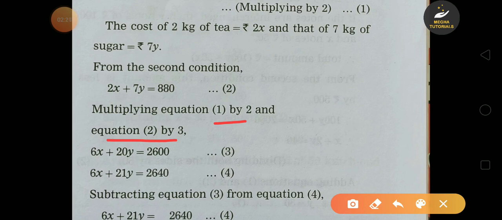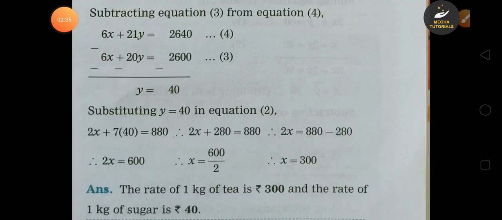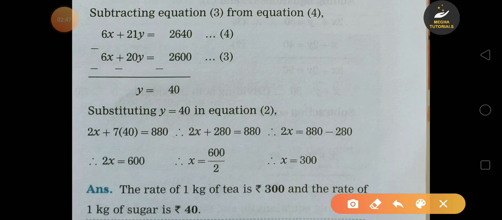equal to 2640. Now the sign of 6x in both equations is the same, therefore we will perform subtraction. Subtracting equation 3 from equation 4, we will change the sign of equation 3. So 6x minus 6x will cancel, 21y minus 20y is equal to y, and 2640 minus 2600 is equal to 40. So you will get y is equal to 40.